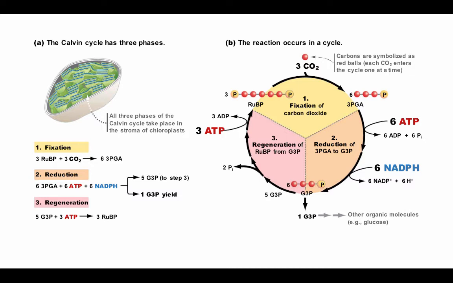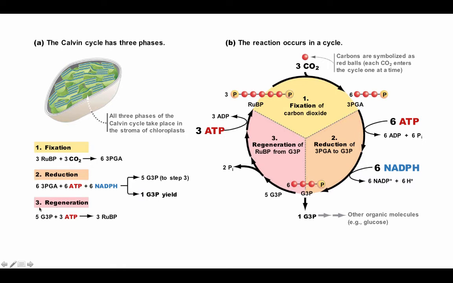That's where all of this takes place. In the fixation phase, we're going to have 3 RuBP plus 3 carbon dioxide, giving us 6 of those 3-PGA molecules, that intermediate, that's then going to be reduced. So the 6 3-PGA plus 6 molecules of ATP coming from the light reactions plus 6 NADPH also coming from the light reactions are going to yield 5 G3P that's going to go on to step 3 and 1 G3P that's going to be output from the cycle.